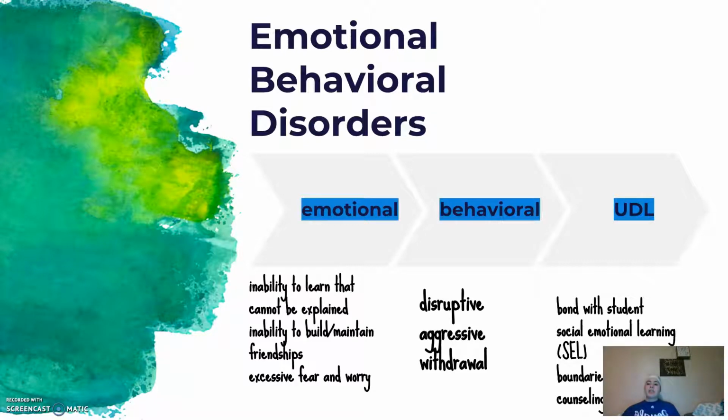Emotional is the inability to learn that cannot be explained by intellectual, sensory, or health factors. It's the inability to build or maintain friendships and relationships, and excessive fear or worry, anxiety. These students are often moody, so they have some sort of bipolar or depression, and they are very defiant. And then behavioral, they are disruptive, aggressive, and they tend to withdraw. And the UDL for this is bond with the student.